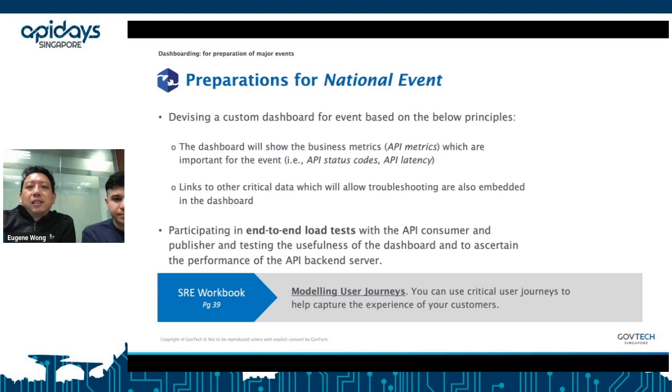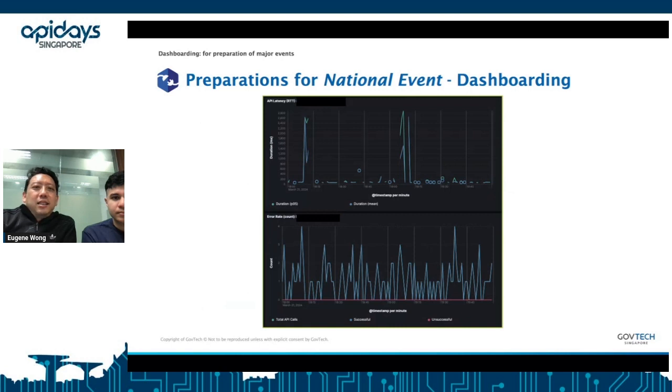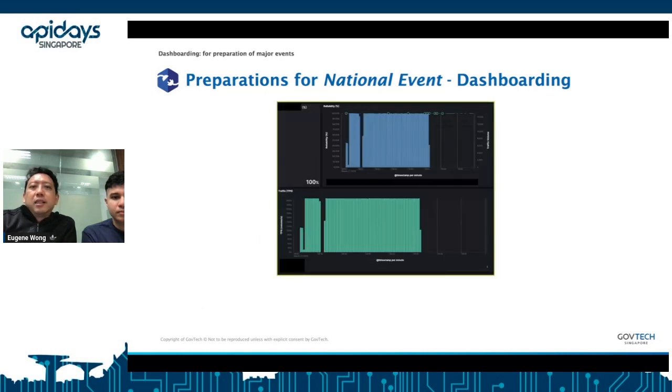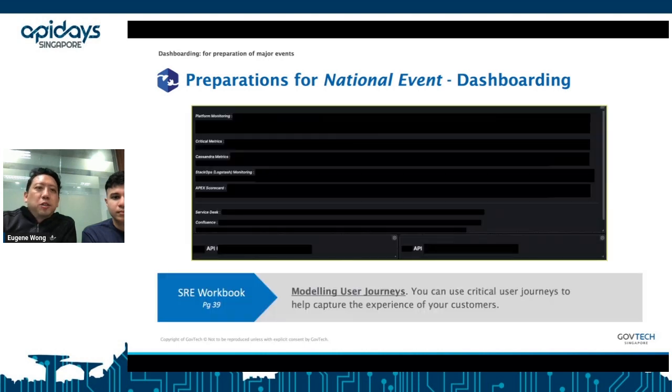And basically, the SRE principle used here is modeling user journeys, which is modeling the critical user journey, user experience. And these are the dashboards that we came out with, and these are basically the golden signals: the error rates, the latency, as well as the traffic. And this also shows the links in the dashboard, which would help engineers to quickly troubleshoot issues.